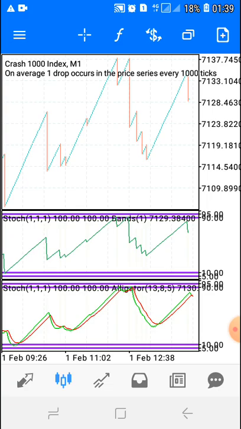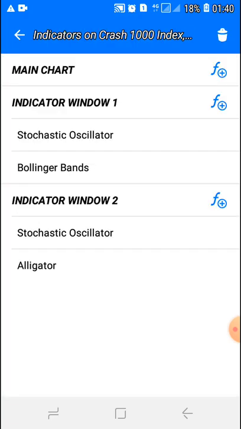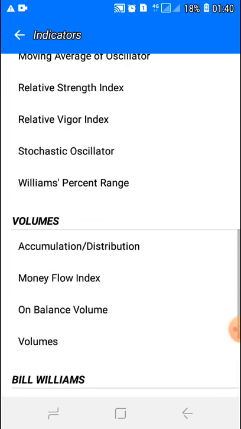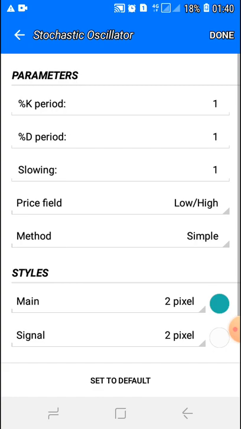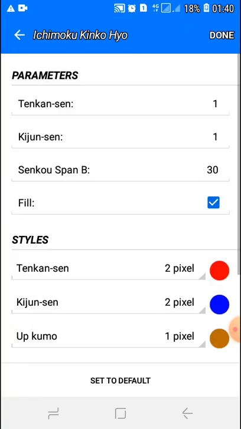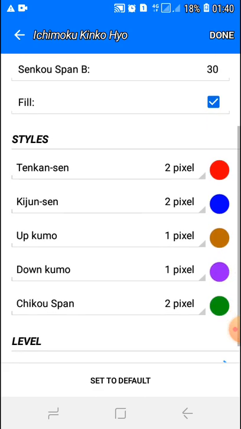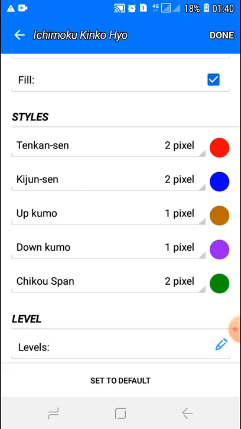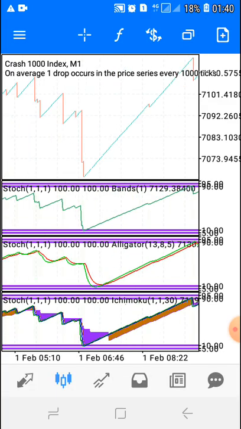Okay, so the last indicator we're going to use for our strategy is our stochastic again, right? Make sure that your parameters are like this, like the first stochastic, and we're going to add our Ichimoku Kinko Hyo. Now make sure that your parameters are like this. Tenkan Sen 1, Kijun Sen 1, Senkou Span Beta, default in colors, Tenkan Sen 2 pixel red, Kijun Sen 2 pixel blue, up Kumo 1 pixel brown, down Kumo 1 pixel purple, Senkou Span 2 pixel green. Okay, so this is how it's going to look like.